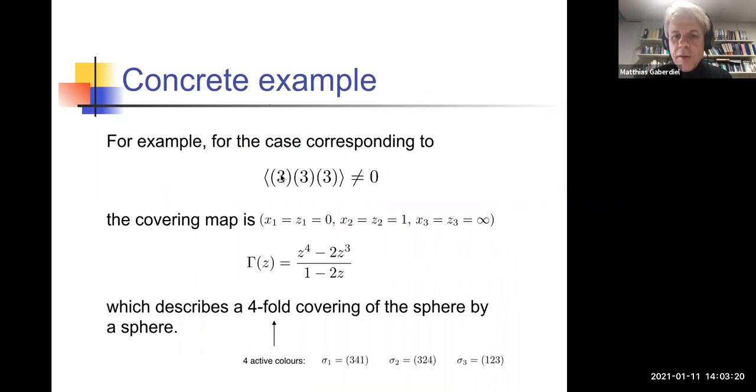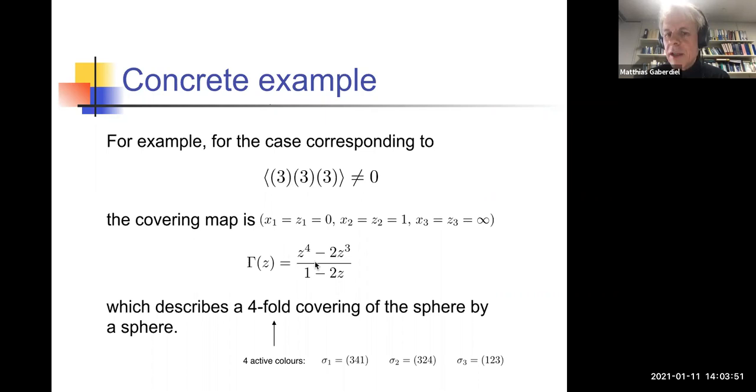Now, for example, for the example we've discussed before, the case where you have three cycle twisted vertex operators, what's the covering map? That's the covering map if I choose the coordinates of the X and the Z. So the X's are always the coordinates downstairs and the Z's are the coordinates in the covering map. So if I choose X and Z for one of them to be zero, for one of them to be one, and for one of them to be infinity, because of Möbius symmetry this is without loss of generality, then the covering map that has this property is, for example, explicitly given by this formula.